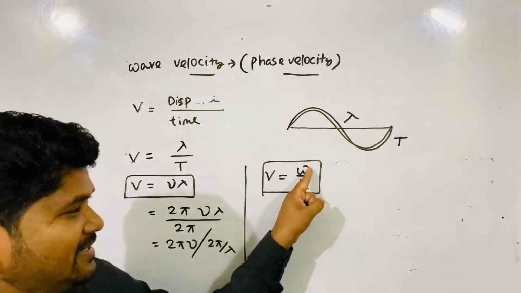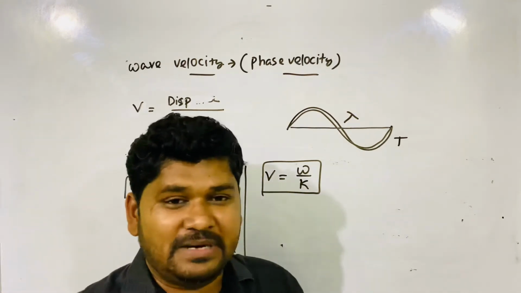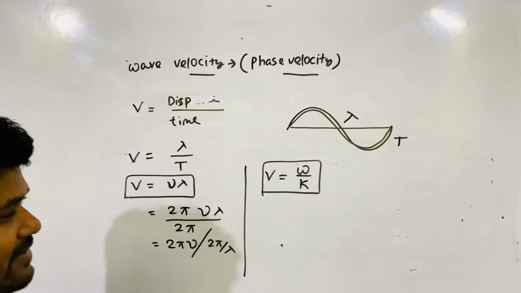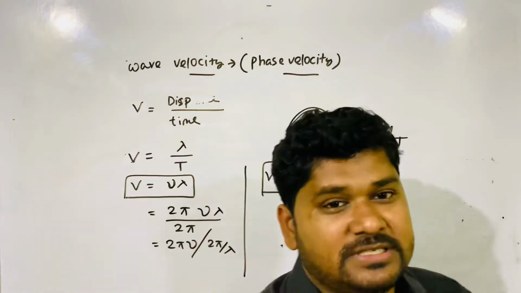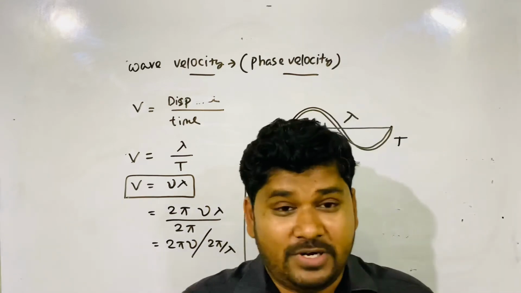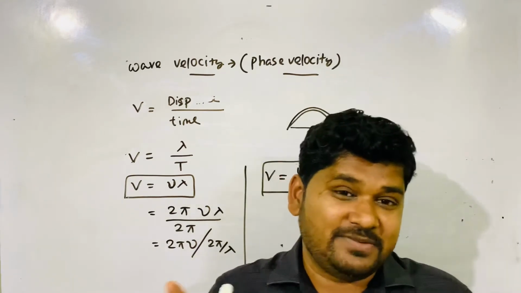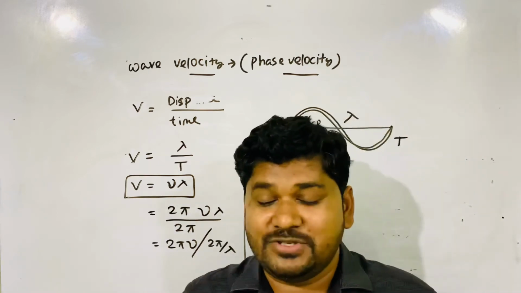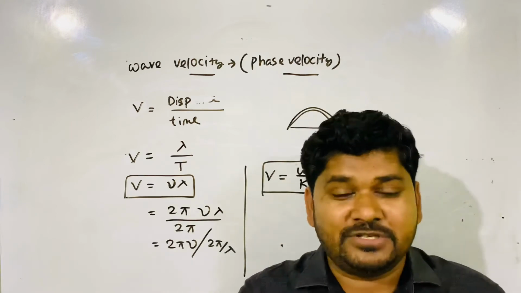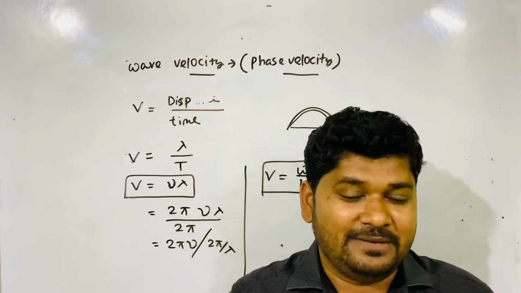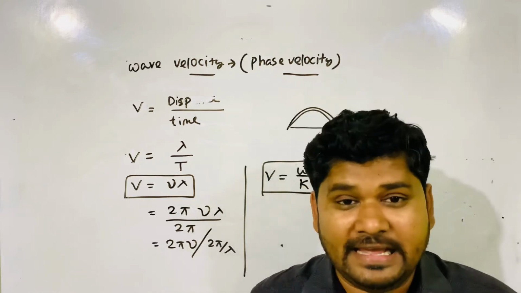Angular frequency divided by angular wave number. This is also the velocity of the wave, or phase velocity. Now you understood, in a wave there are two velocities. One is particle velocity, one is wave velocity. Particle velocity always varies, wave velocity always remains constant in a particular medium. And v is equal to nu lambda, and v is equal to omega by k.